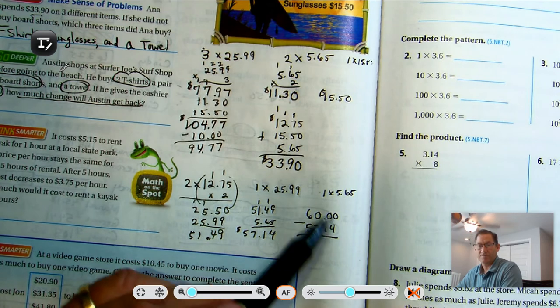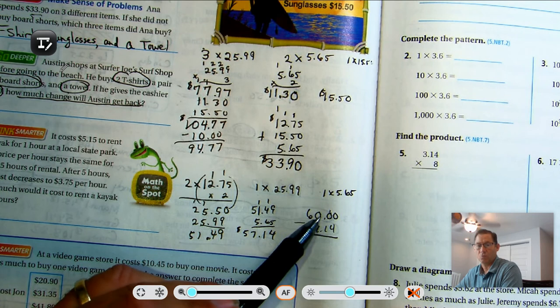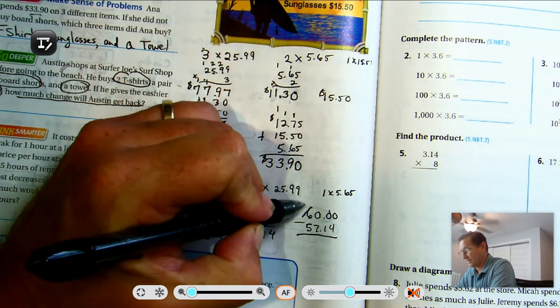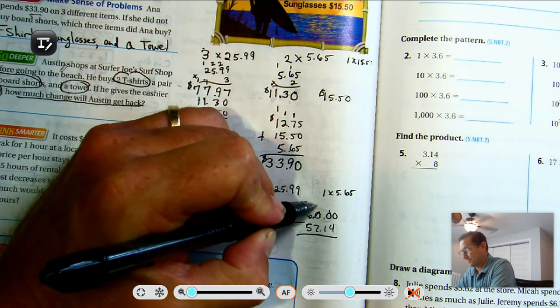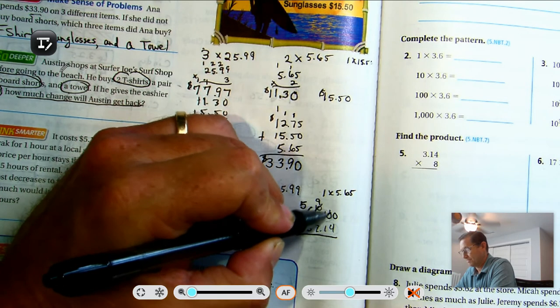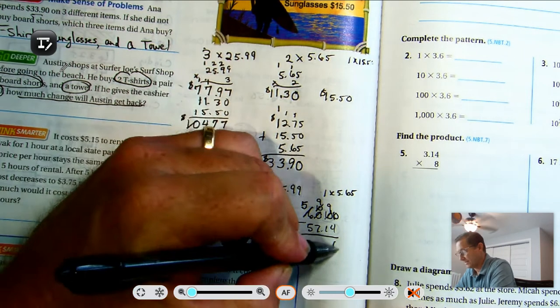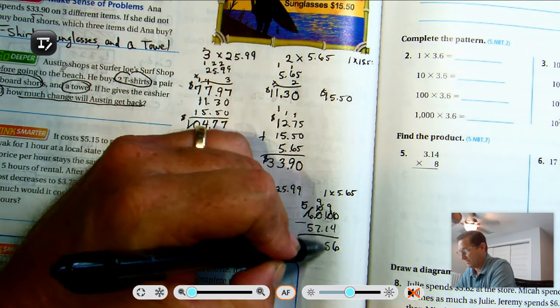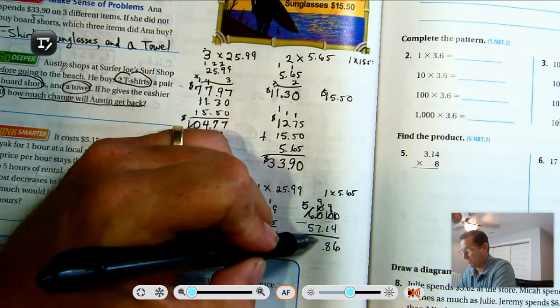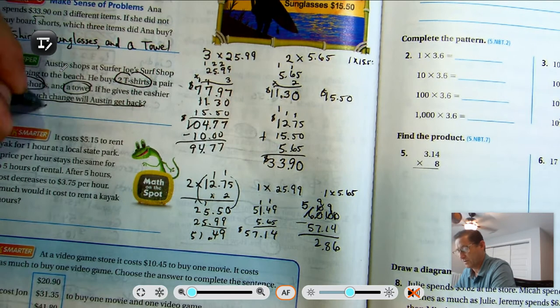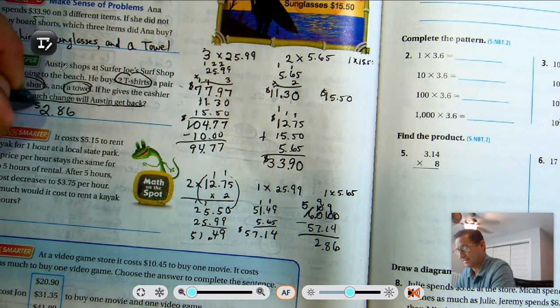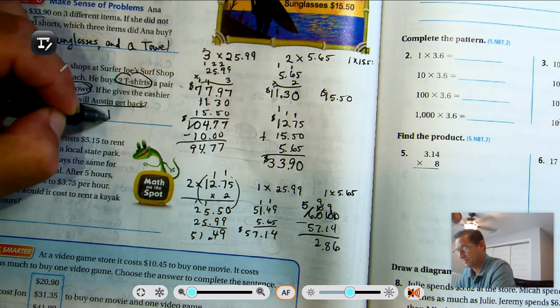Well, I can't take 4 from nothing. There's no tenths to regroup from. There's no ones to regroup from. So we have to start at the tens. Okay. So 10 take away 4 is 6. 9 tenths take away 1 tenth is 8. 9 ones take away 7 is 2. So he would have got $2.86 in change.